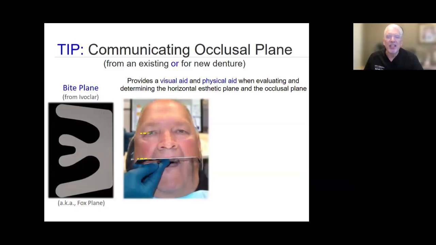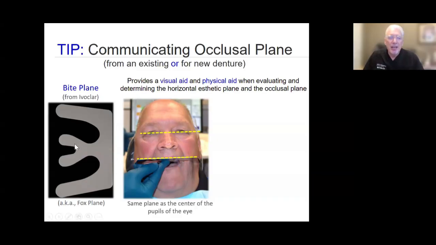Also, I think it's very important to have tools. This is very inexpensive, I think it's less than $20, somewhere around there. Again, this is available through Ivoclar. It's called a bite plane. Some of you have all heard the phrase about a Fox plane. What this is going to do is help you get the occlusal plane lined up with the inner pupil of the eyes, and this way, if the rim is off, you can adjust the rim.